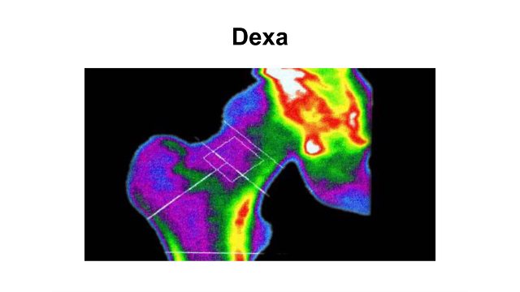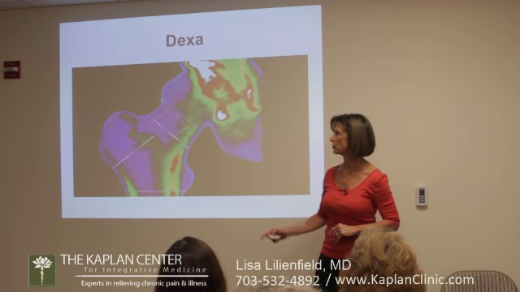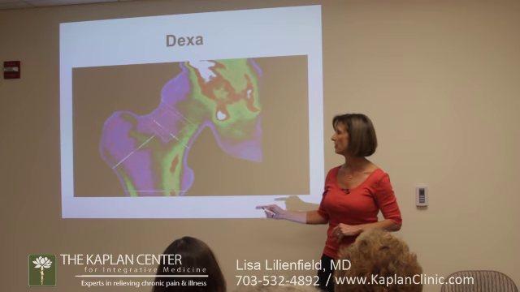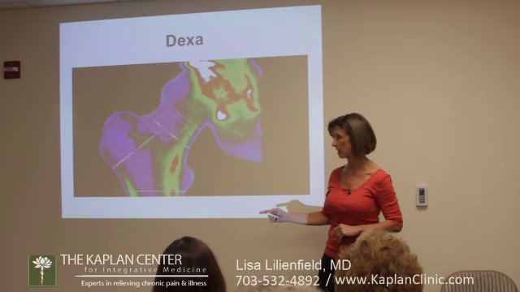So this is another picture of the DEXA scan on the hip, and here they're measuring the neck. They report it as the femur, the T-score of the total hip, and they report it as the T-score on the neck of the femur, because that's the most common place for fracture.